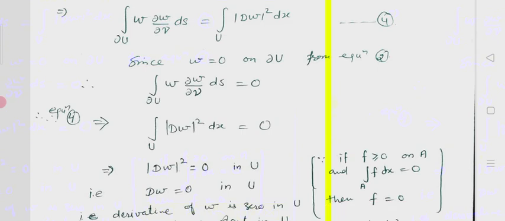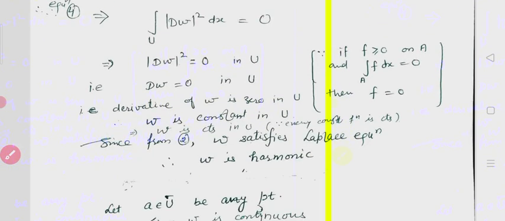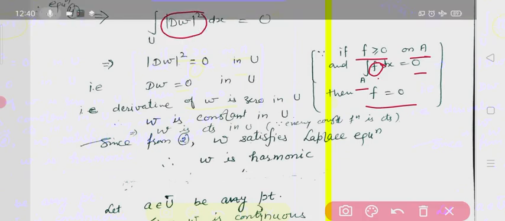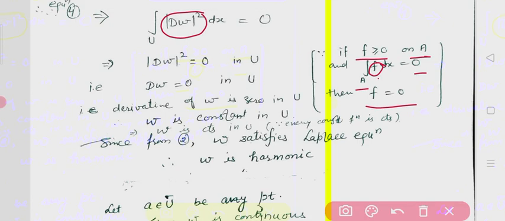Okay, now we know a theorem: if f is non-negative on some A, and the integral of f over A is 0, then f will be equal to 0. Okay, so over here also this term is non-negative in u, and the integral of this term over u is equal to 0, so you say that that term will be equal to 0. That means mod of dw square will be equal to 0 in u. If mod of dw square is 0, then mod of dw will be equal to 0, and if mod of dw is equal to 0, then dw will be equal to 0. Okay, mod of x equal to 0 implies x will be equal to 0, right?